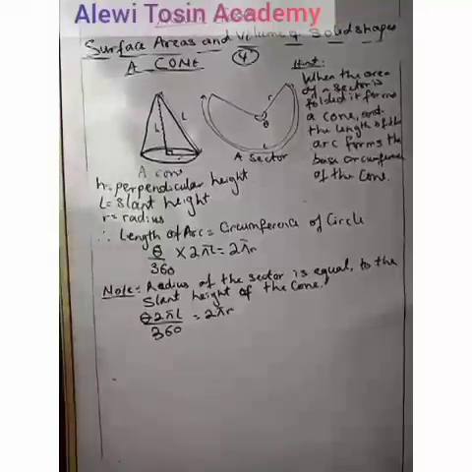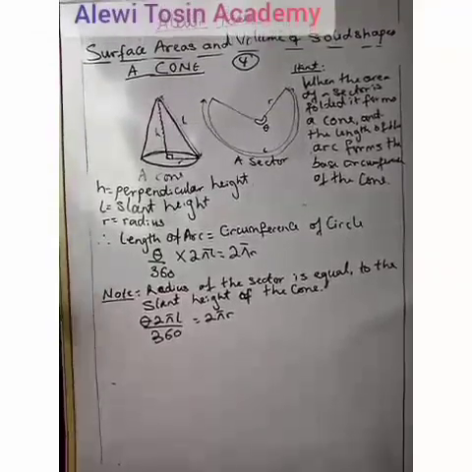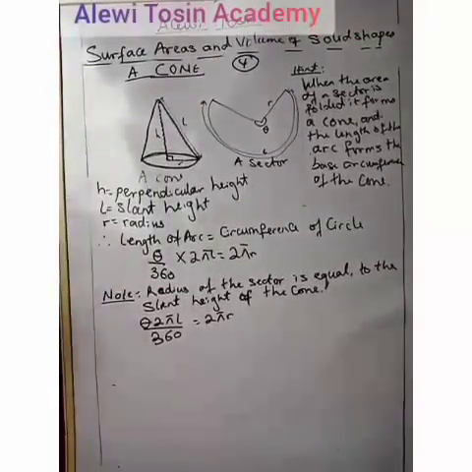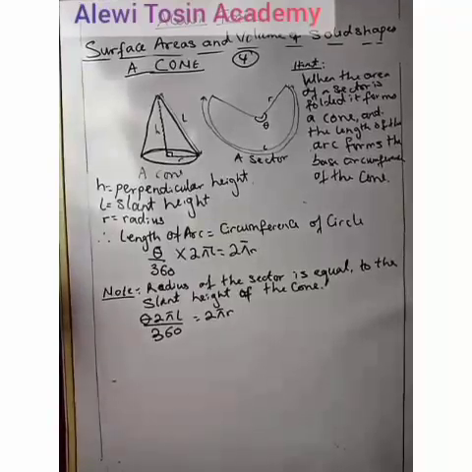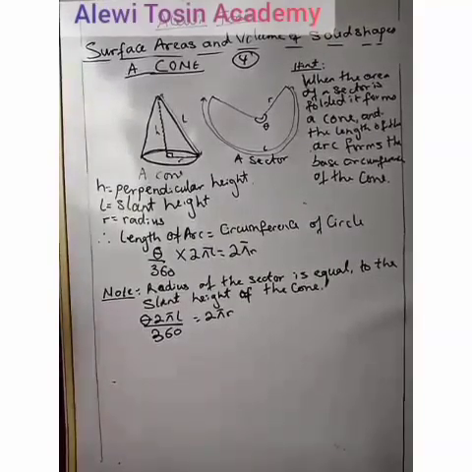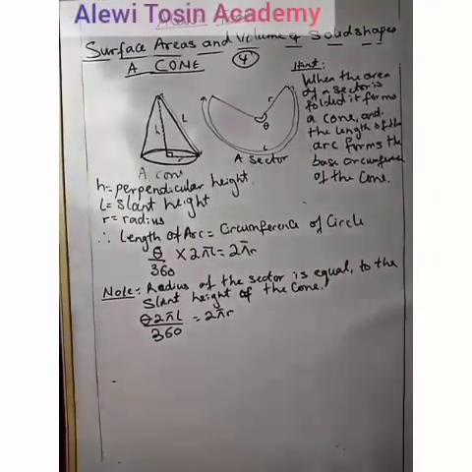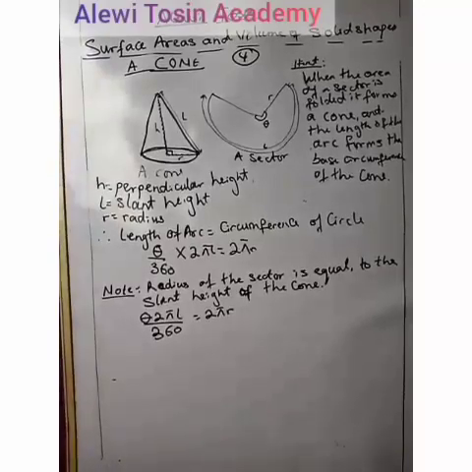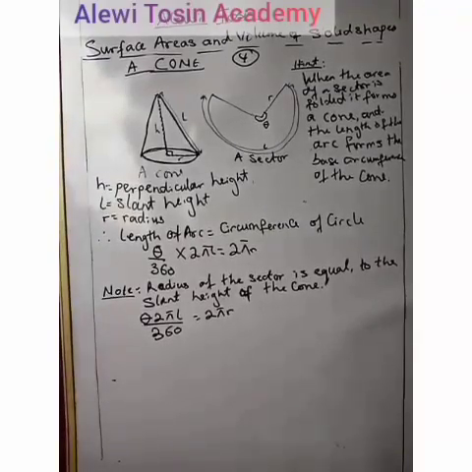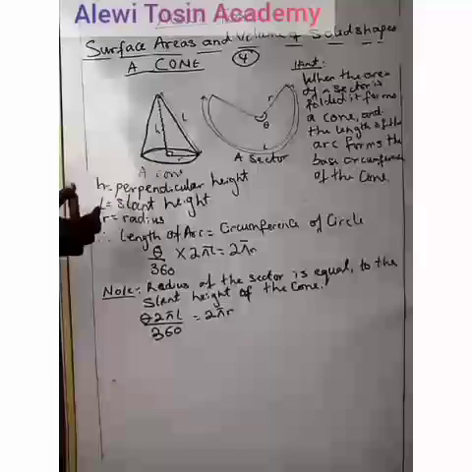This is the fourth segment of the three-dimensional shapes, also referred to as solid shapes. We've discussed the cube, the cylinder, and the cuboid. So this time around we're taking the cone as an example of a solid shape. This is the diagram of the cone here.